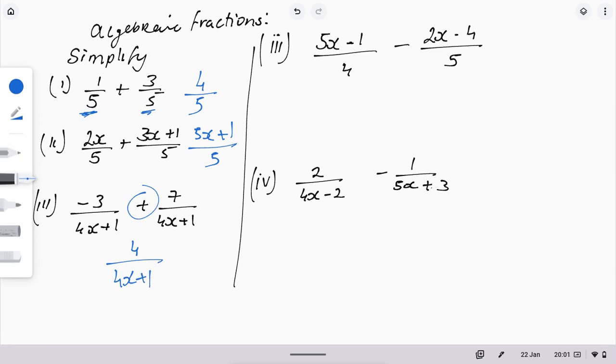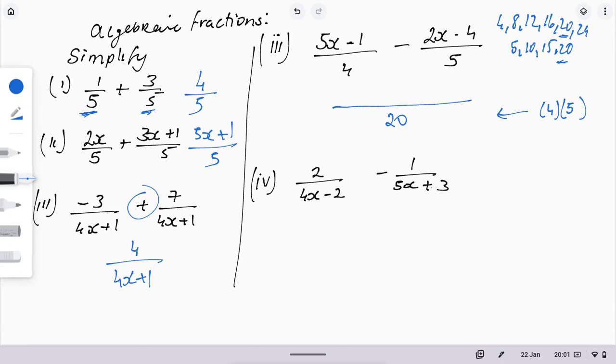Now, if we do something a bit more complicated, when we're adding or subtracting fractions, the denominator must be the same. So if I write out my multiples of 4, my multiples of 5, I can see there that my lowest common multiple is 20. So that goes on the bottom. Alternatively, I could just multiply those two together, 4 times 5 if I want. Then, how many times does 4 go into 20? Goes 5 times. So 5 times that top bit. There's a minus there. And how many times does 5 go into 20? Goes 4 times. Just multiply it out and tidy up.